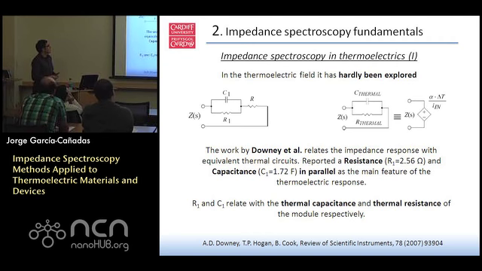Impedance spectroscopy has hardly been explored in thermoelectrics. There are two groups which, especially Downey et al., did some studies a few years ago, and they related the equivalent circuit in the electrical impedance with the thermal equivalent. So they reported a resistance and capacitance in parallel, which is the main feature of the thermoelectric response. And they related these parameters with the thermal capacitance and the thermal resistance of the module.